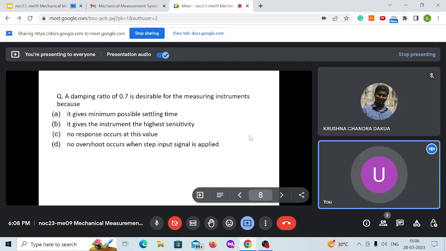So moving on, next question. A damping ratio of 0.7 is desirable for the measuring instrument because... So damping ratio is C by critical damping, and that equals 0.7. It's required for measuring instruments for which case? A, it gives minimum possible settling time. B, it gives the instrument the highest sensitivity. C, no response occurs at this value. D, no overshoot occurs when the step input signal is applied.